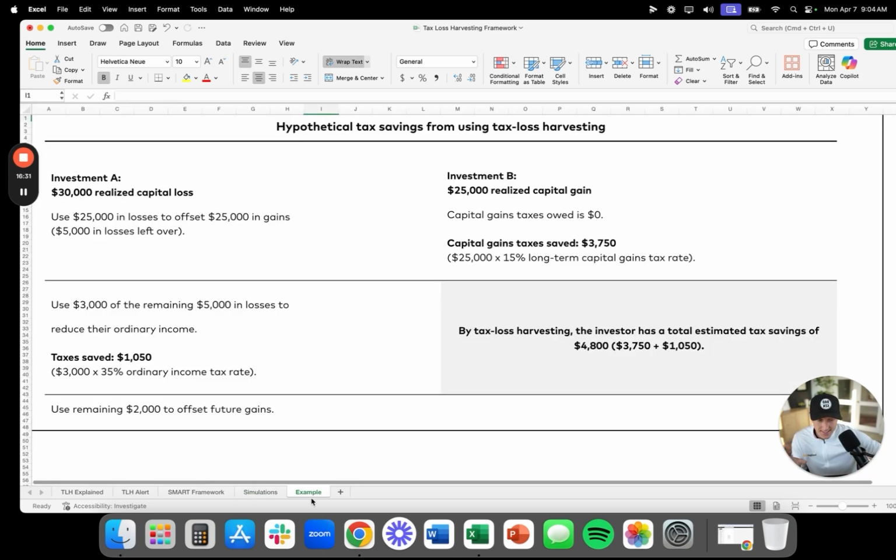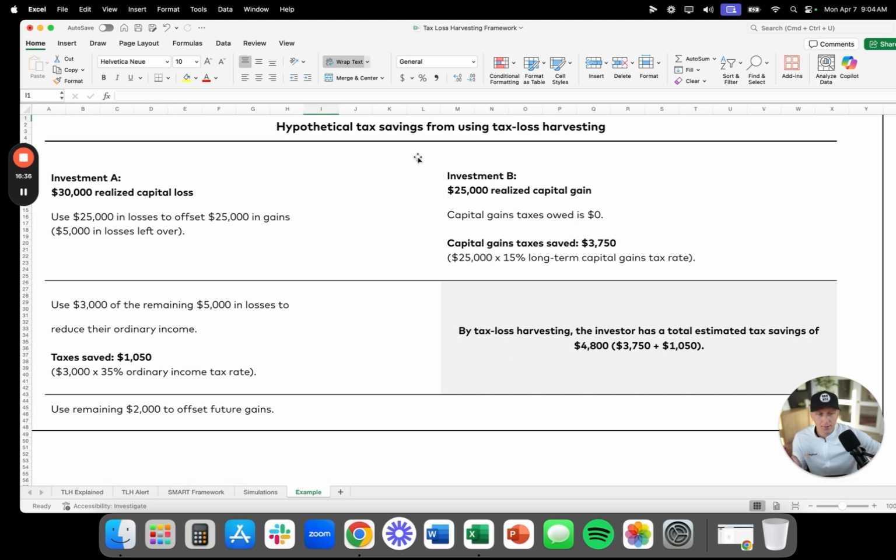The best thing is seeing actually how this example works. So this is straight from Vanguard. This is a great example. This is a hypothetical tax savings from using tax loss harvesting. Okay. So we have 2 investments, investment A and investment B. One has a $30,000 realized loss, meaning they've sold this investment and realized this loss. It's a capital loss. Investment B, same thing. We've actually realized the sale of this specific investment B, and that's generated a $25,000 realized capital gain.